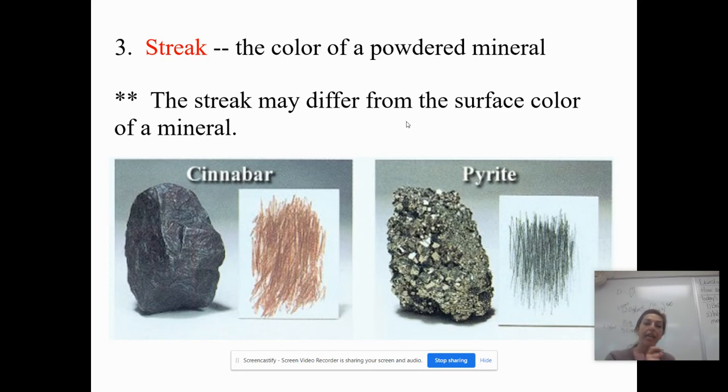So the streak can differ from the actual surface color, as we see here with cinnabar, right? Cinnabar is black, but the streak, when it's struck against the porcelain, is red. And if we look at pyrite, pyrite is usually known as fool's gold. It has that gold metallic luster, but when we streak it, it's black, okay? And although there's some black in the mineral, it's not its actual color.